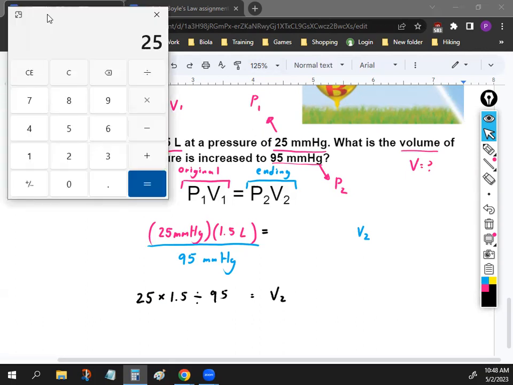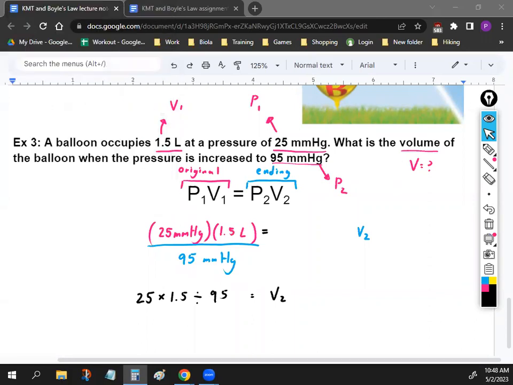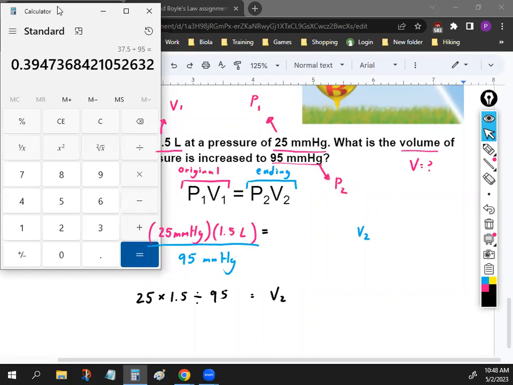Okay, so for the calculations, you do 25 times 1.5 divided by 95. Oops, not 9.5, it's my fault. 25 times 1.5 divided by 95, and you should get 0.39. Okay. So the final answer will be 0.39, and since we're talking about volume, this should be liters. Okay, and that will be your final answer.